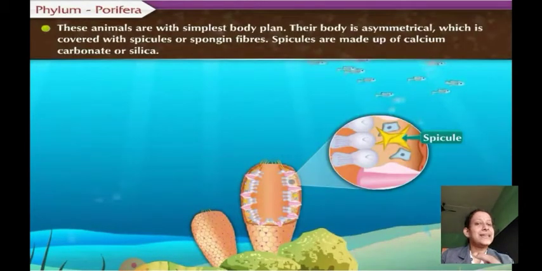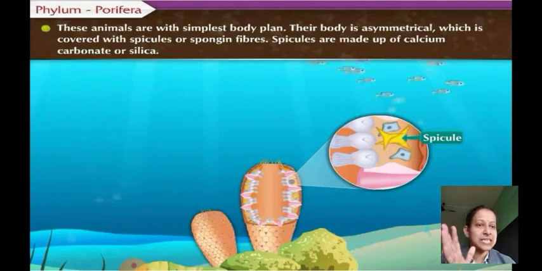Then another characteristic: they have a simple body. You have learnt that they have a cellular grade of organization. That means there are cells but no tissues formed. That is why we say they have the simplest body plan, and these are the least evolved. That's why they do not have tissues nor organs. Only cells are present. Fine. So the simplest body plan is there.